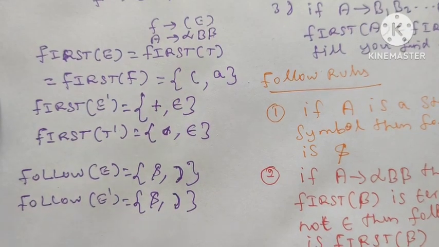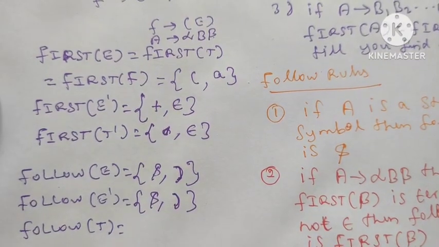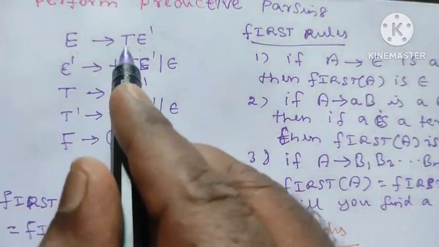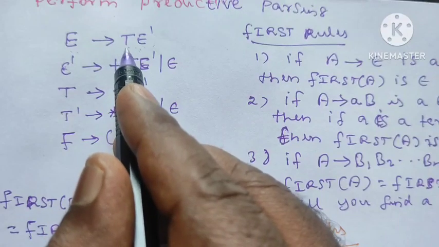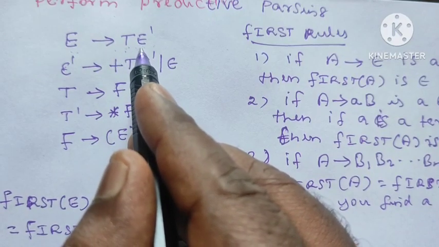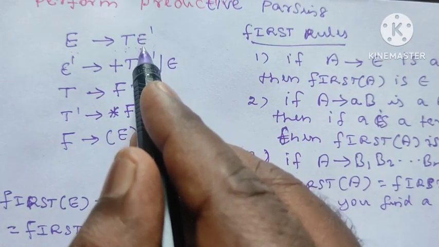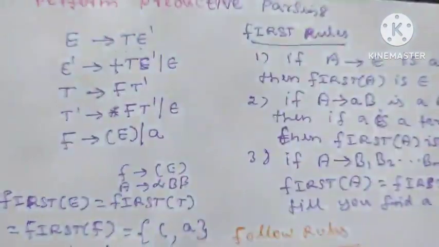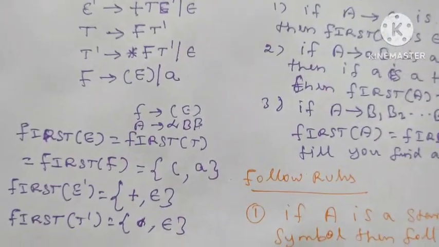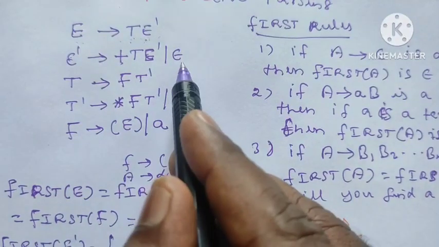Now we will go for T here. Follow for T. Now you take a production where T is on the right side. So T is on the right side. I take E tends to T E dash. Now this is B, this is alpha, and this is beta. So first of beta is first of E dash. First of E dash means you have plus. So plus is one value, so you get plus. Then it does not stop over there. When you take first of E dash, you will also get epsilon.